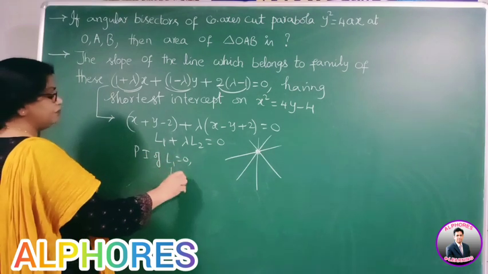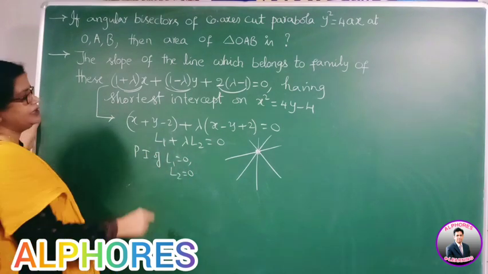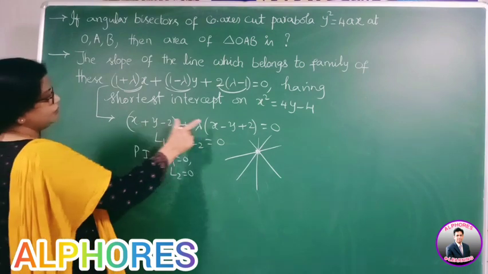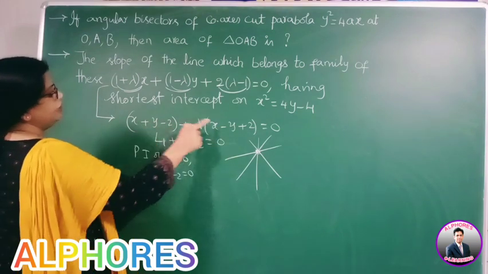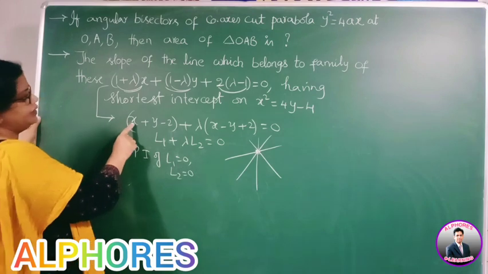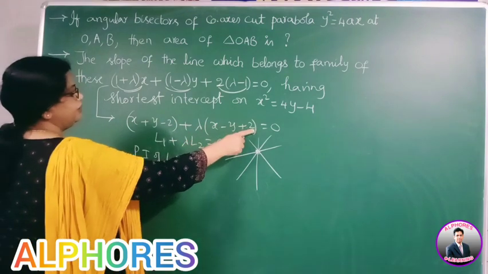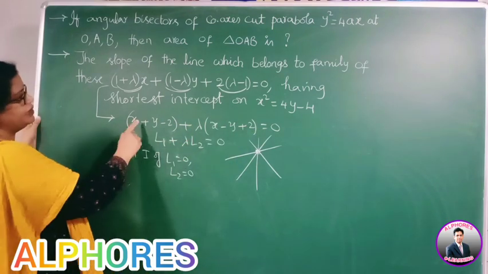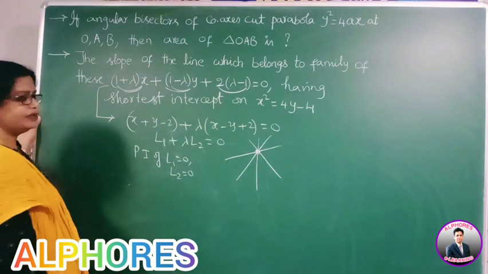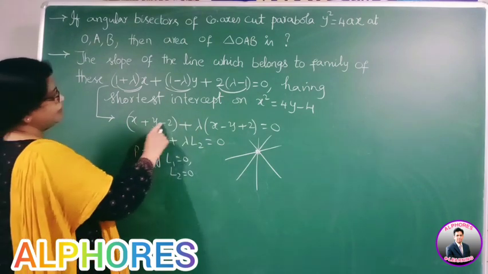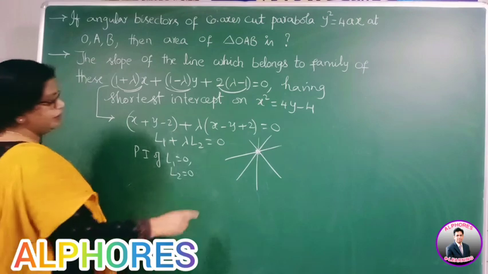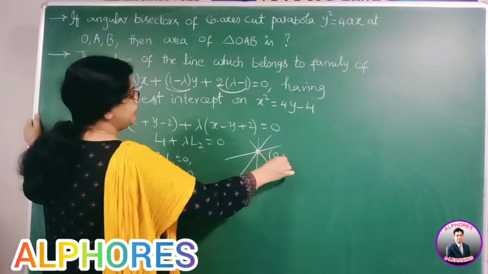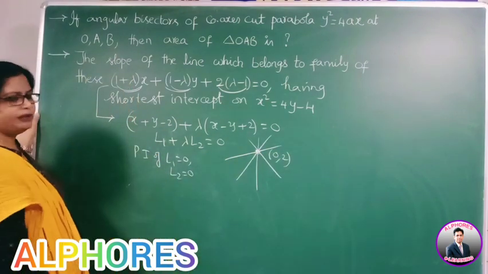So what is the point of intersection of L1 = 0 and L2 = 0? If you observe here, if you solve these, y and y get cancelled and you will get 2x equal to 0, which implies x value is 0. When x is 0, what is the y value here? 2. Therefore the point of intersection we got is 0 comma 2.